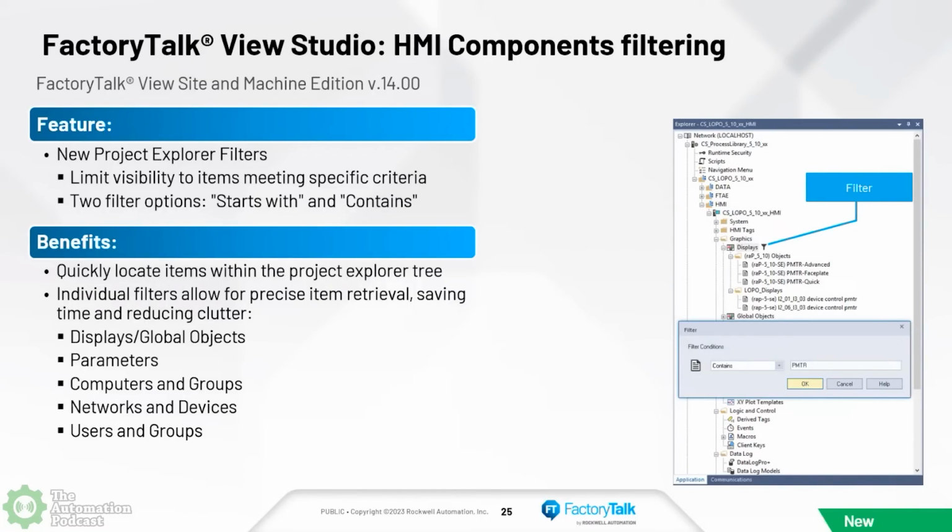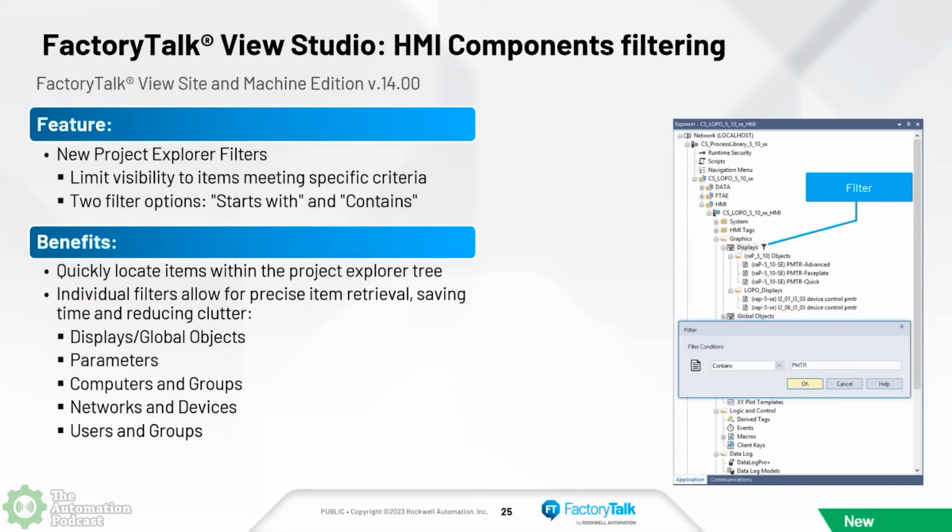All right, the next one is FactoryTalk View Studio HMI component filtering. For those listeners and users out there that are very familiar with large projects, sometimes finding the displays is a hassle because you need to filter through 500 displays and figure out which display you want to bring up for edits. So what we've now done is give you a filter capability. The filter capability is now start with or contains. In my example, I said I want all my displays that contain the term PMTR. You can see it's filtered out there. I can just open it up to my edits, and once I'm done, close it, and I can remove the filter.